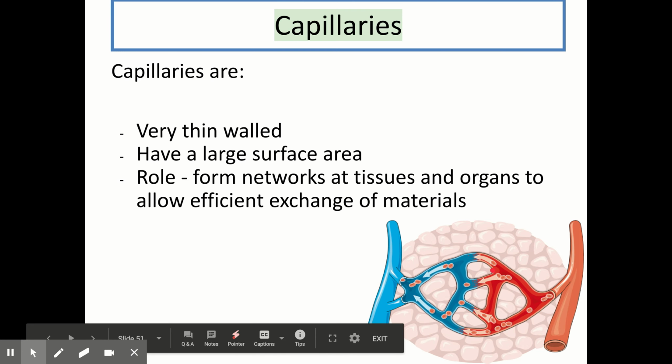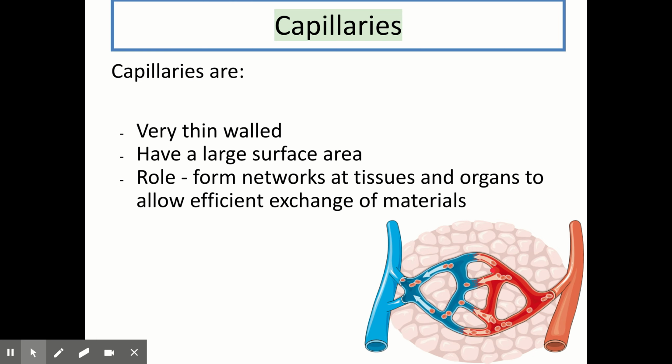Now, when we talked about diffusion before, we talked about the fact that there has to be very, very thin cell membranes or walls or ways for those materials to diffuse through from a high to low concentration. So if the walls were any thicker than this, that wouldn't happen. They also have a large surface area to be able to help them efficiently exchange these materials.